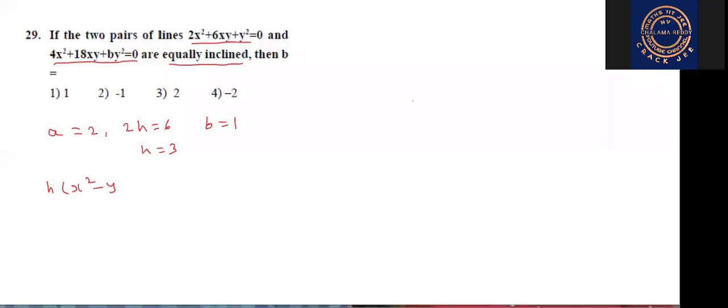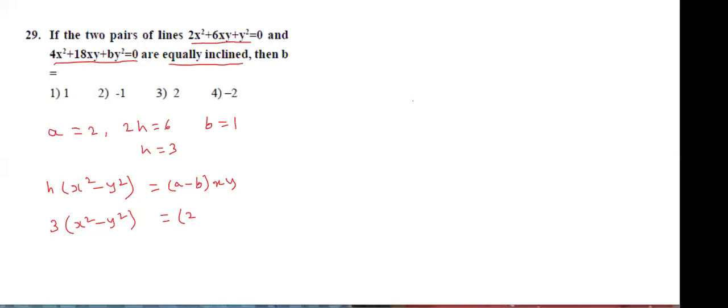h into x square minus y square is equal to a minus b into xy. What is h? 3. x square minus y square is equal to a minus b, 2 minus 1, into xy. Students, calculate here. 3x square. On the right hand side you will get plus xy. Send that to the left hand side: minus xy, minus 3y square is equal to 0. This is one pair of angular bisectors.